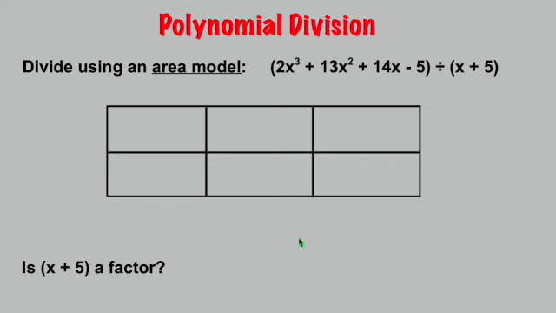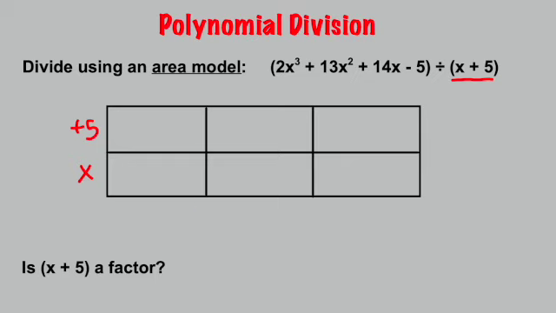Let's go ahead now and see how polynomial division works using an area model. You'll notice here, once again, we have the model all set up, ready to go. We're going to take this x plus 5, and we're going to put it along the outside over here on the left. And we're trying to figure out what multiplies times x plus 5 to give us this answer of 2x to the third plus 13x squared plus 14x minus 5.